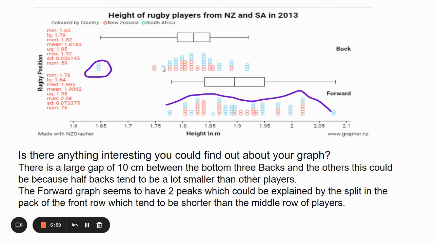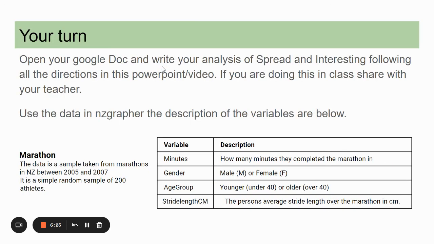So it is interesting, I think, that the South African players are both the tallest and shortest in each of these pieces of data. They have the tallest forwards and the shortest forwards. They have the tallest backs and the shortest backs. The New Zealand players seem to be a lot more tightly grouped together in their height. I don't know what that could be because of, but it's just something that I might mention to be interesting. Okay, so now have a look at your one. See if you can find anything interesting there.